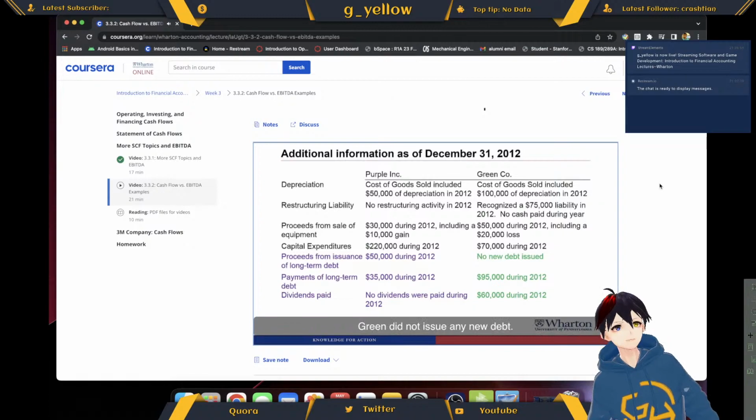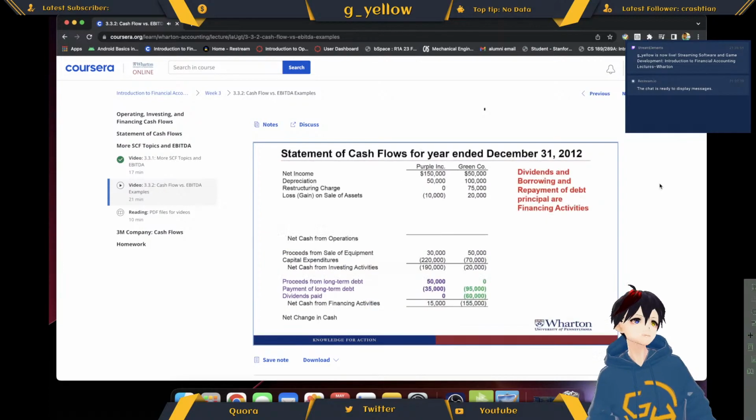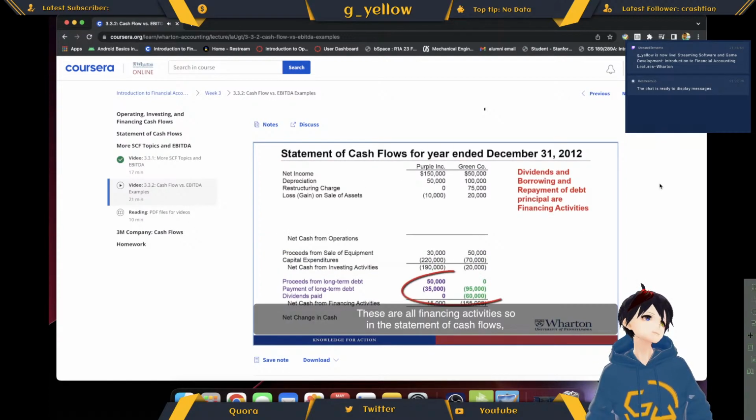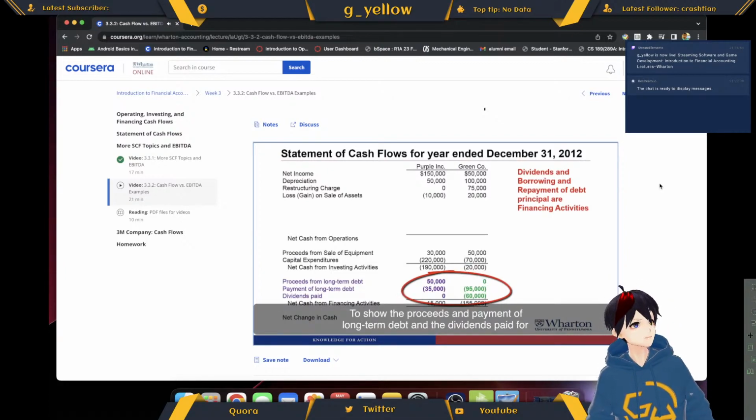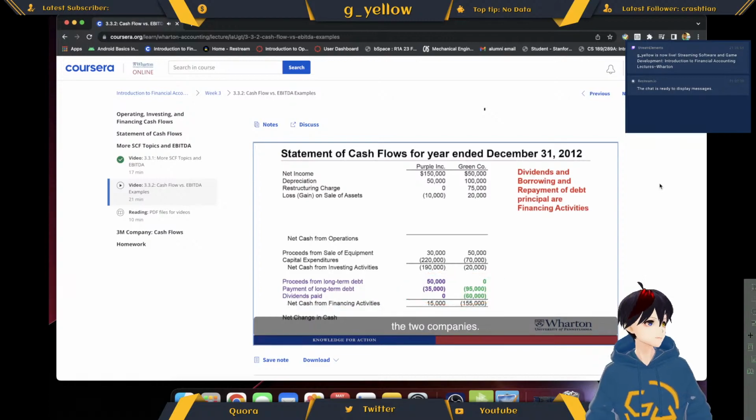Green did not issue any new debt. They paid back $95,000 of their existing long-term debt, and they paid $60,000 of dividends to their shareholders. These are all financing activities, so in the statement of cash flows, we just put a line item for each activity to show the proceeds and payment of long-term debt and the dividends paid for the two companies.